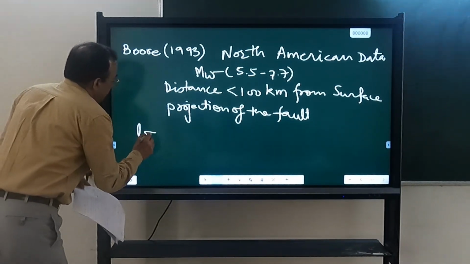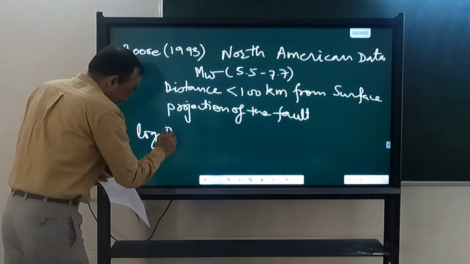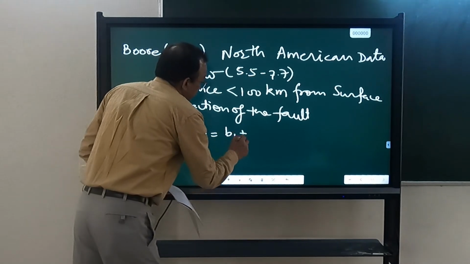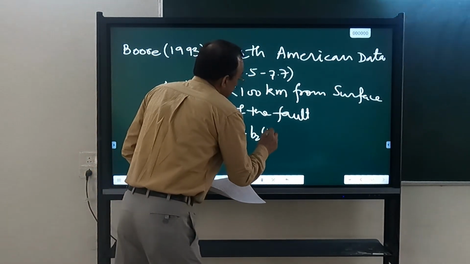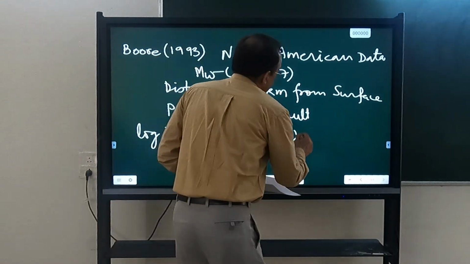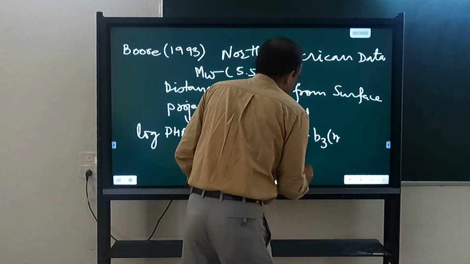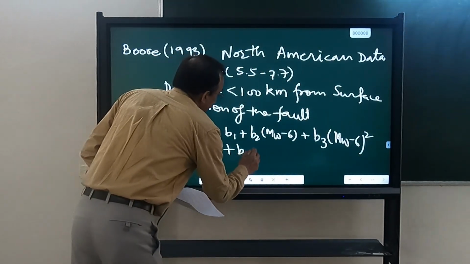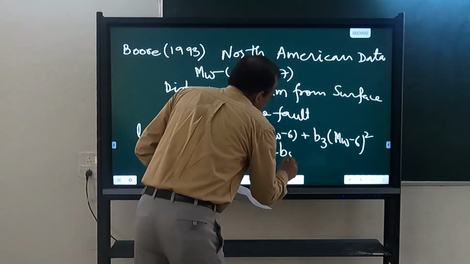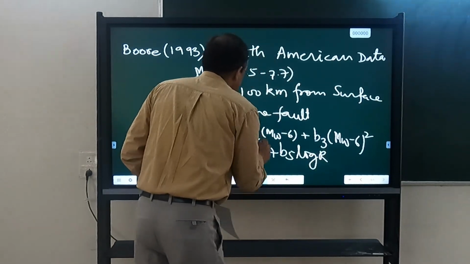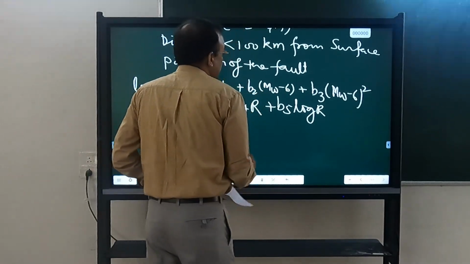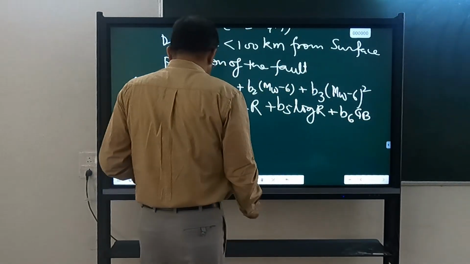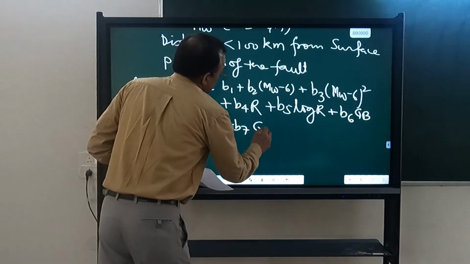And the relationship which they have obtained is log to the base 10 of PHA in the units of g is equal to B1 plus B2 times (MW minus 6) plus B3 times (MW minus 6) squared plus B4 R plus B5 log of R plus B6 GB plus B7 GC.